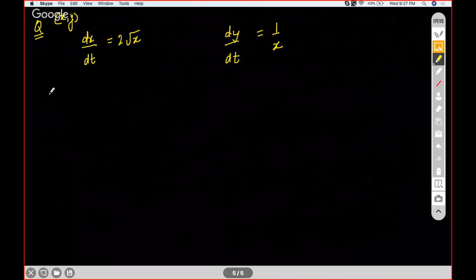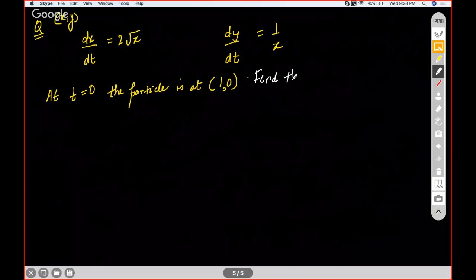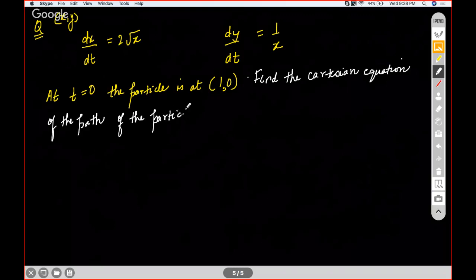It's given that at t equal to 0, the particle is at 1 comma 0. Find the Cartesian equation of the path of the particle.